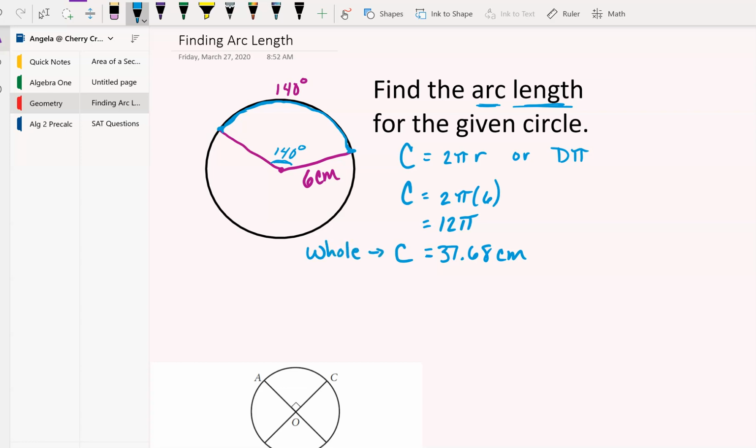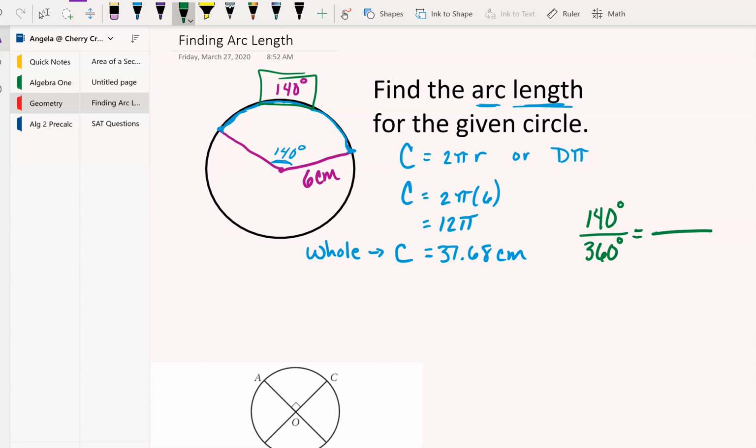And what we want to do is find a part of that circle. So what we're going to compare it to is the part of the circle that we know in terms of degrees. We know that the part of the circle we want is 140 degrees, and we also know that the entire circle is going to have 360 degrees. So we are going to set that equivalent. Essentially, we're going to use proportions and go ahead and solve for that arc length.